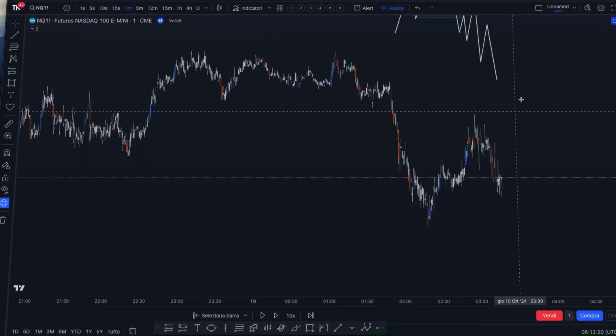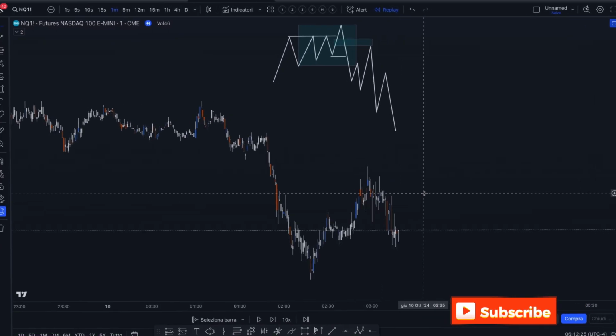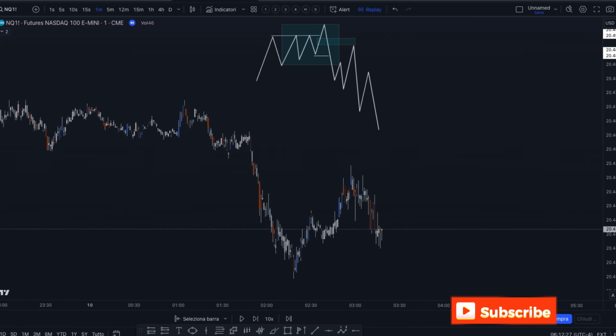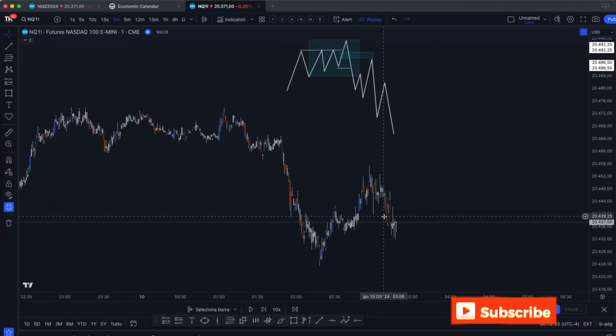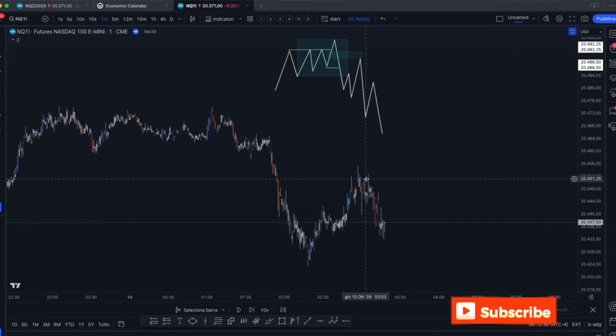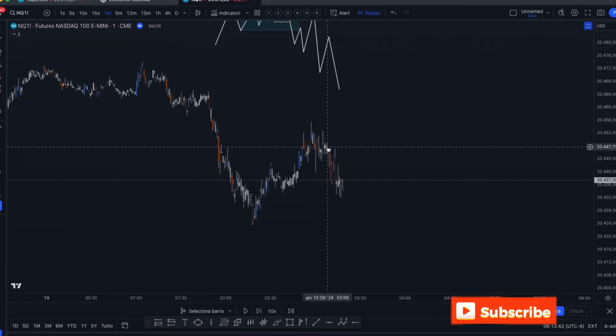Anyway, in my Road to Funded program and in my Discord, also in the free part, I stress this concept, so I don't want to speak about it a lot. So without further ado, let's have a backtest.